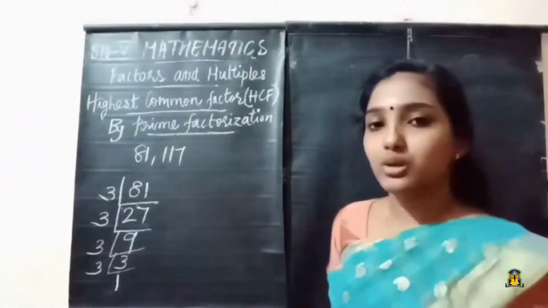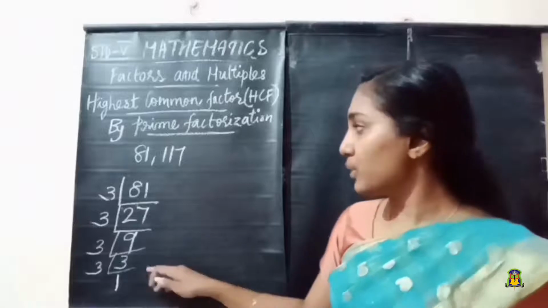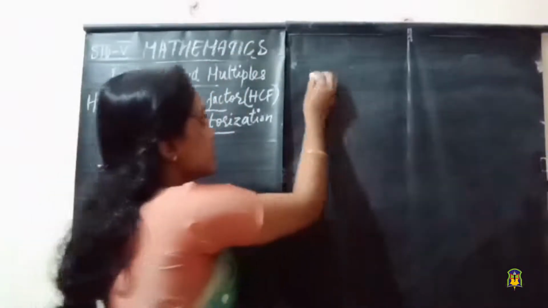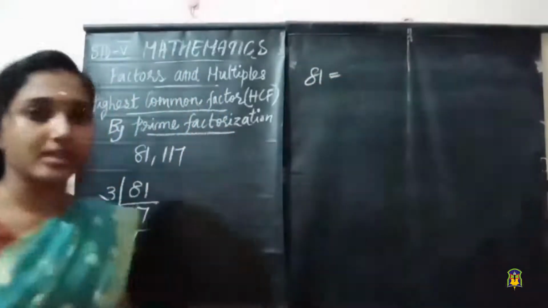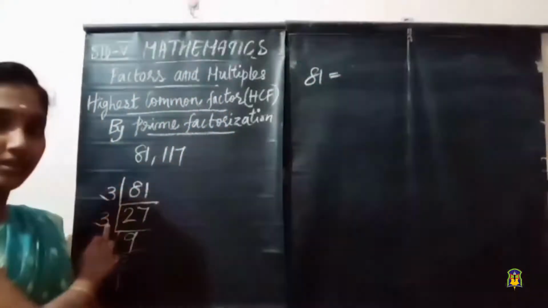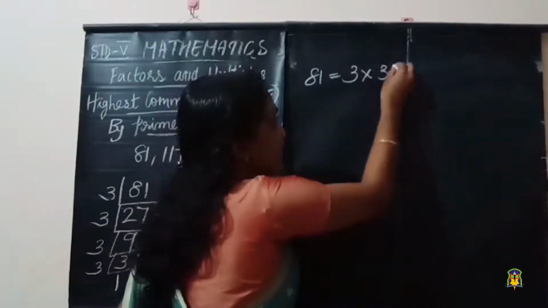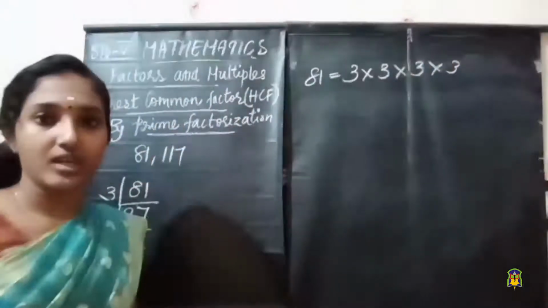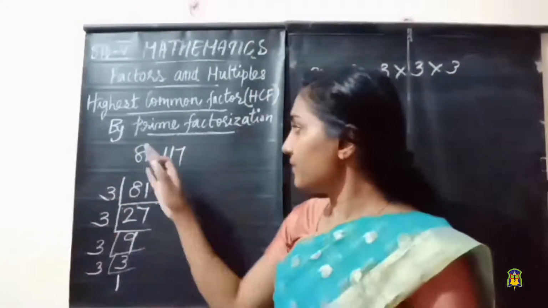Now we have got the quotient 1, so we can stop our division, right? We stop our division here, and we can represent 81 as the product of these prime numbers. So 81 is equal to 3 into 3 into 3 into 3. So we got the prime factorization of 81.